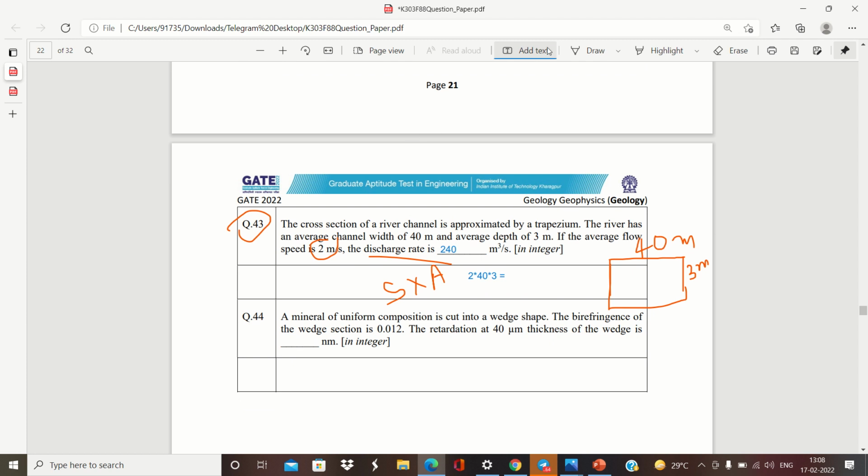Then another question is question number 44. A mineral of uniform composition is cut into a wedge shape. The birefringence of wedge section is 0.012 and the retardation is also given, that is 40 micrometer. What will be the thickness of wedge? So simply the formula for thickness is equal to retardation into birefringence. So we will multiply these two and change the unit from micrometer to nanometer.